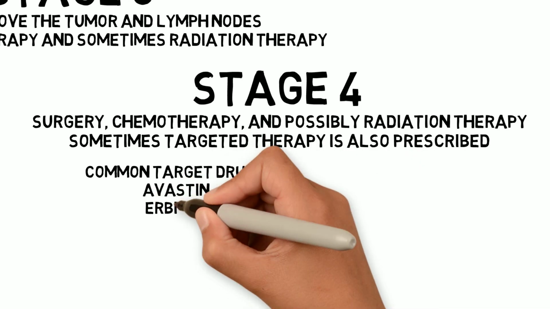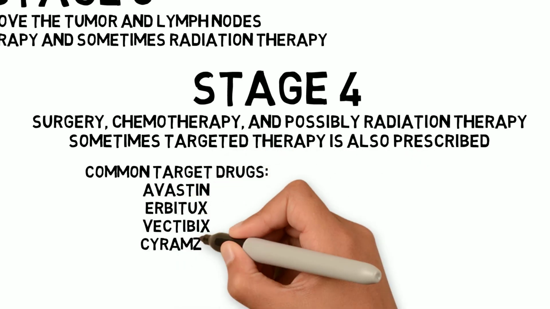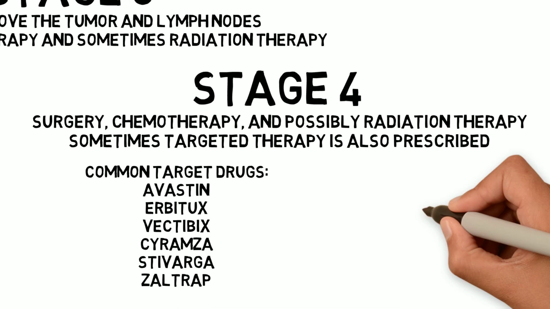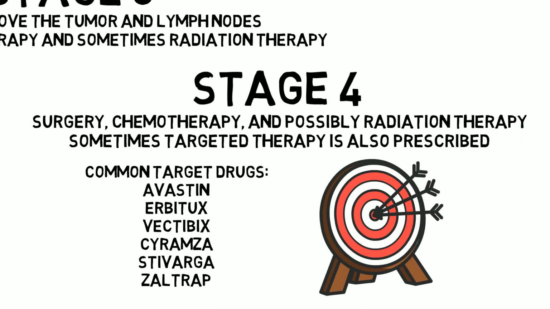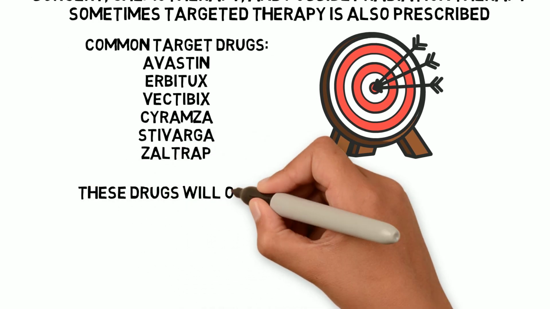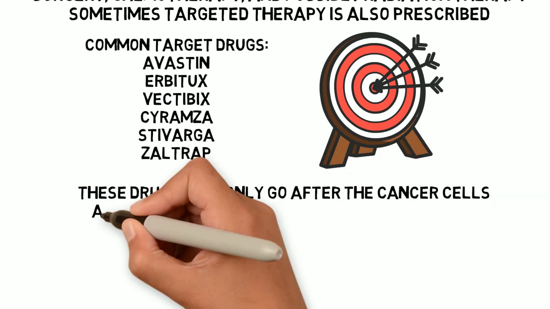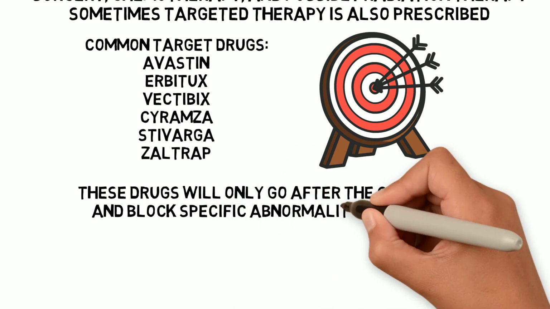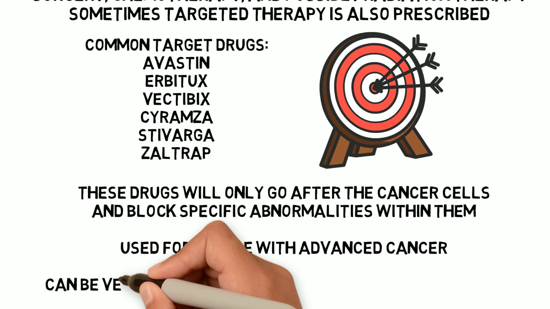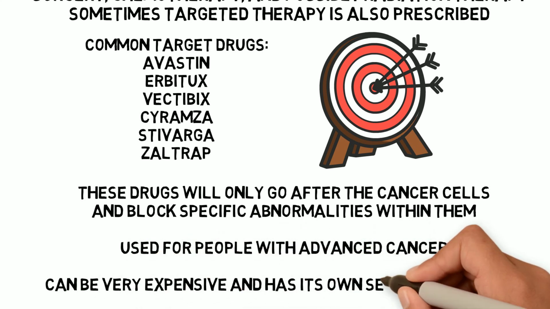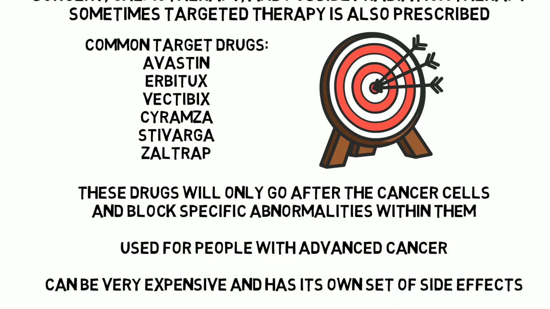Avastin, Erbitux, Vectibix, Cyramza, Stivarga, Zaltrap are common targeted drugs used today. Targeted therapy can be used with chemo or instead of chemo. Targeted therapy drugs will only go after the cancer cells. It blocks specific abnormalities within cancer cells, and this treatment is used for people with advanced cancer. This treatment can be very expensive and it carries its own set of side effects.